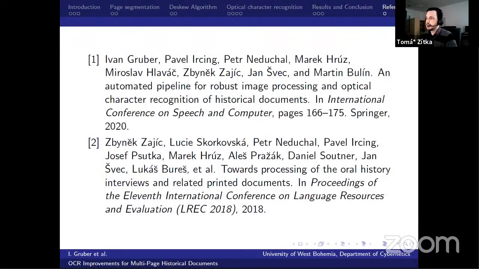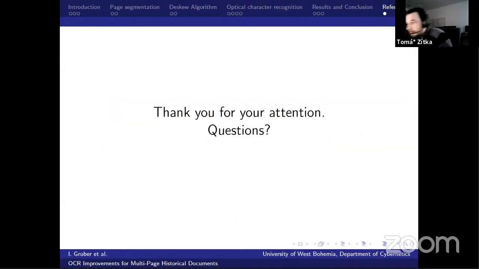Here are some references. This is the paper we are building on from the previous SPECOM, and the paper that describes our original SQ algorithm. And that'll be all from me. Thank you for your attention. Do you have any questions?